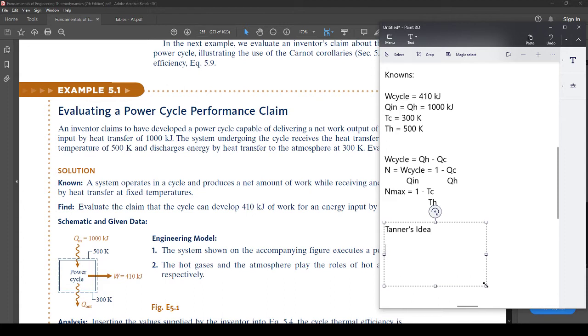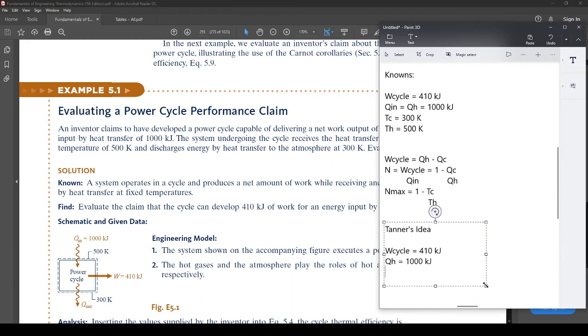Sweet. So, Tanner's idea. We have work cycle, right? We were given that as 410 kilojoules. We also have QH, as 1,000 kilojoules. So obviously, if we wanted to find the other thing, if we wanted to find QC, the heat transfer at the lower reservoir, could we do that? Anybody? The low temperature heat transfer. You could find it, but do we need to?